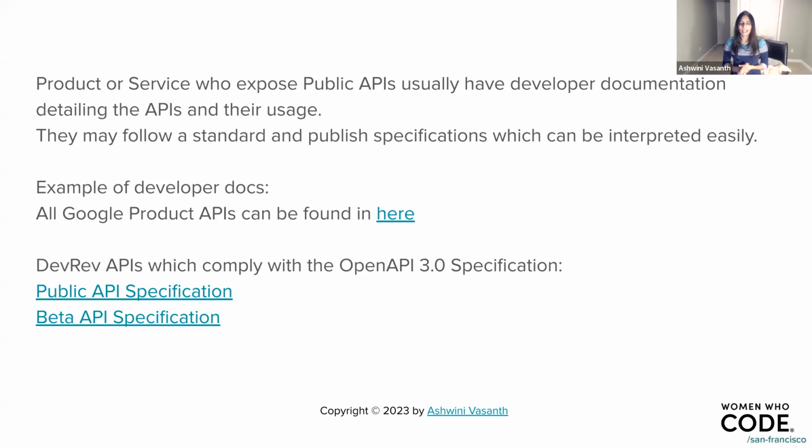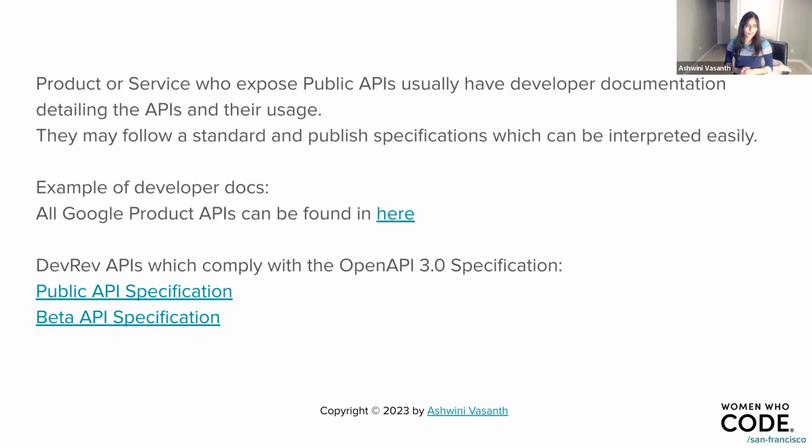It has all of the Google products in one place, so you can find Gmail APIs, Drive APIs, etc. And it's a good place to play around. DevRev, which we're also going to talk about in a little more detail, complies to a specification. So when it publishes a specification, it's easy to use that standard and any tool that's built for the standard to visualize what those APIs are. I'll give you an example in a second.